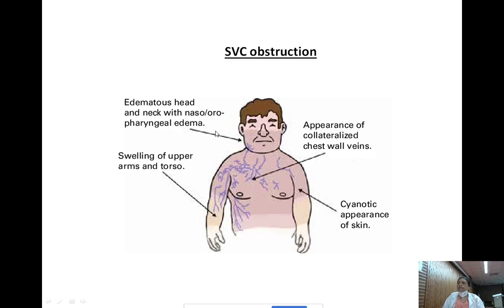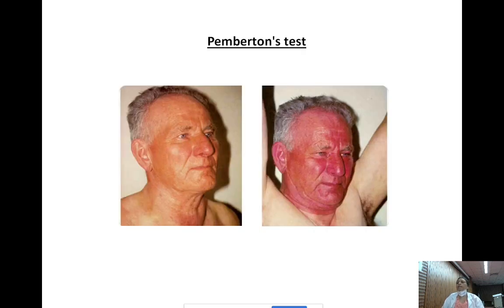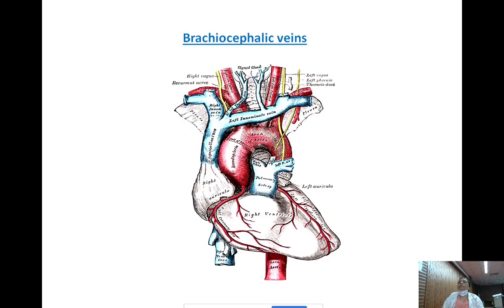Okay, and there is a test to see whether the superior vena cava is obstructed or not. In case of goiter or lung carcinoma where there is an enlarged lymph node, if you ask the patient to elevate his arm, then the obstruction will be more, and in that case there will be edema and also cyanosis. So that is known as Pemberton's test, to see whether venous obstruction is there or not. Now we come to the brachiocephalic vein. The right brachiocephalic vein is smaller.